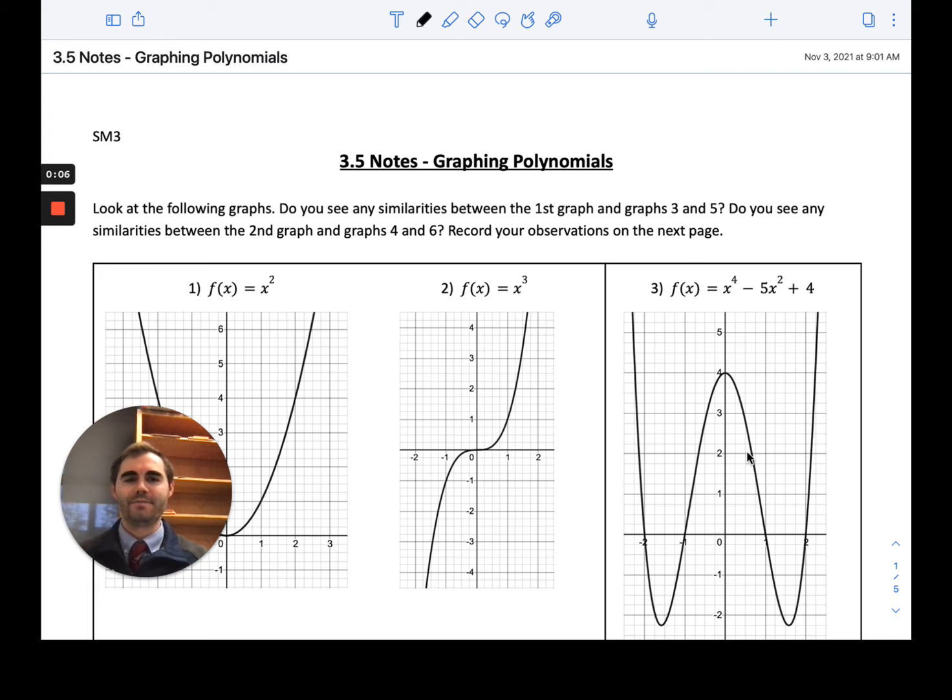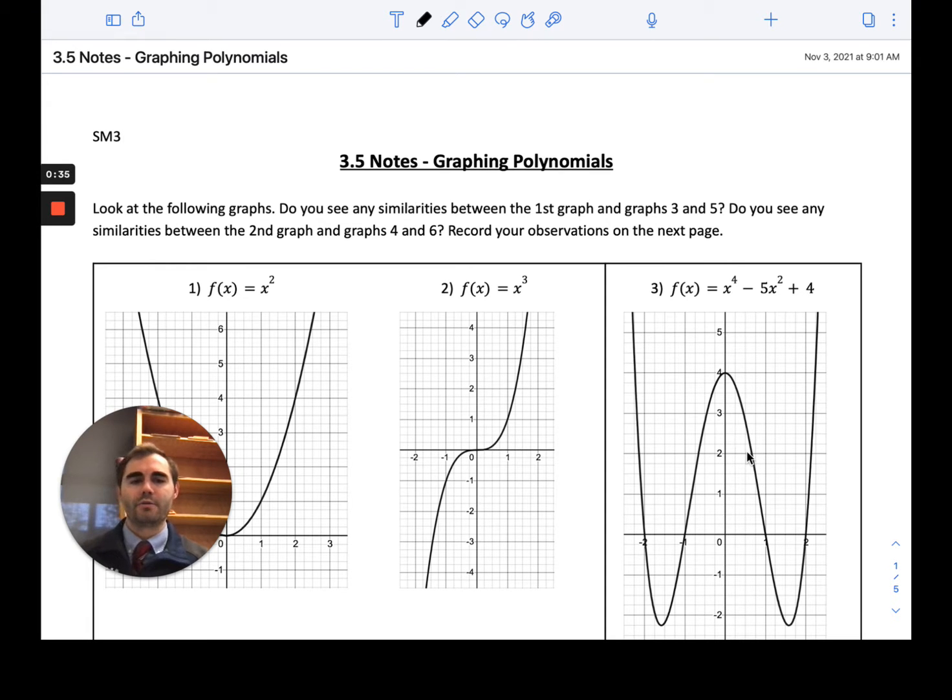I'm Mr. Nair. So what we're going to do is go through the 3.5 notes here, and hopefully this will help you to understand the main ideas and concepts that we're going to discuss in this section. Just to give you a preview, what we're going to talk about in this video is how to graph a polynomial, mainly looking at some of the key features of the graphs of polynomials, and how they are similar and how they are different.